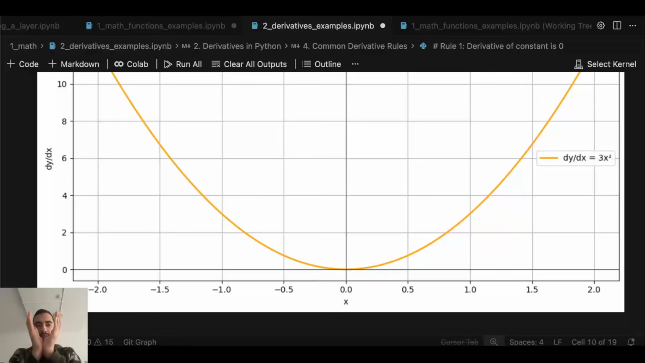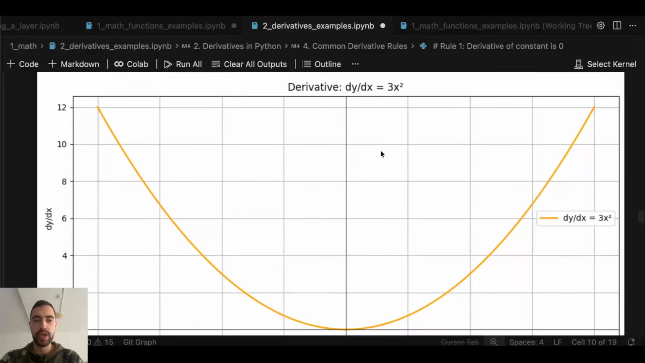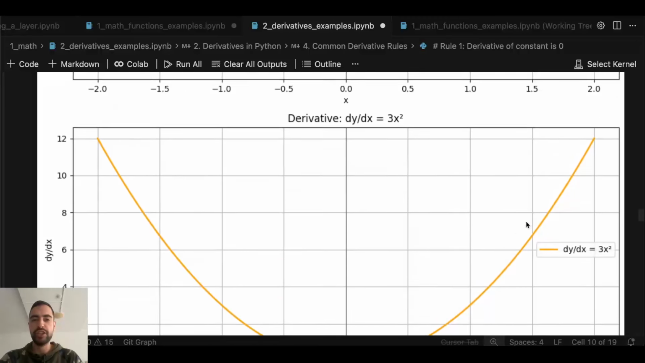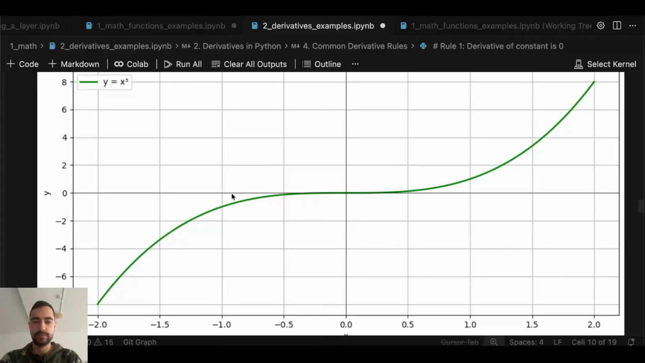It will maybe squish it, so this coefficient will just change how wide or thin the U shape is. But basically, because we have x squared, we're going to have a U shape. So that's the derivative. It shows how the function is changing at any of these points.